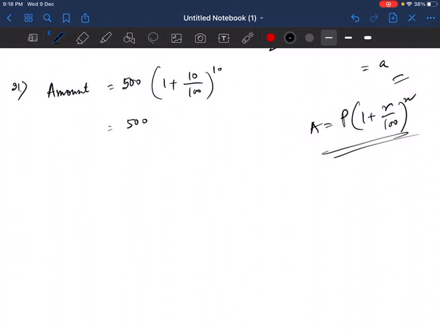So 500 into 110, if you do the LCM, divide by 100. So this 0 0 gets cut. So we have to the power 10. So it's coming out to be 500 into 11 by 10 to the power 10. So this is basically, you will write rupees in here. So this is the amount which you will be getting. This is just simple compound interest formula, and that's it.